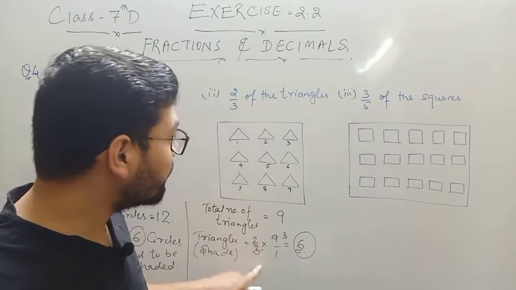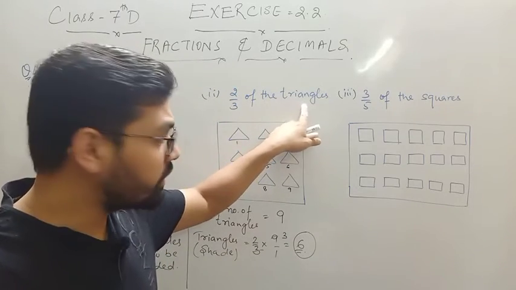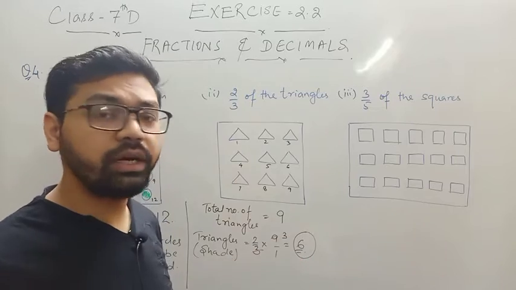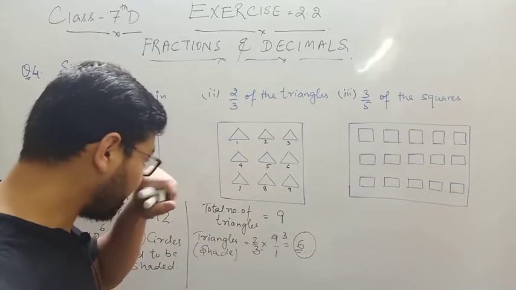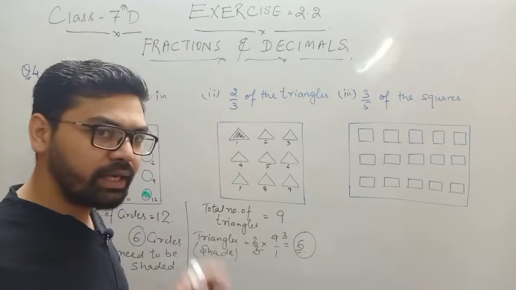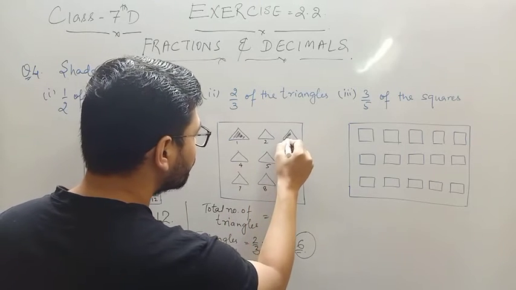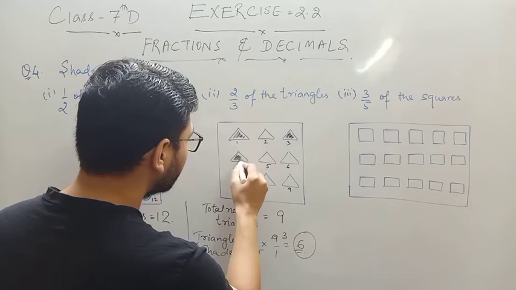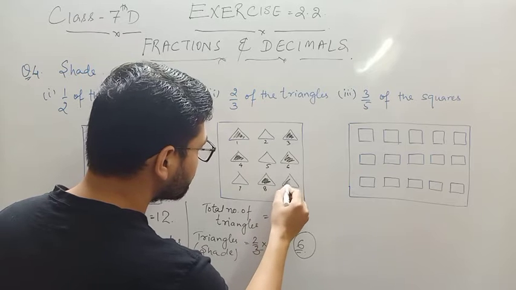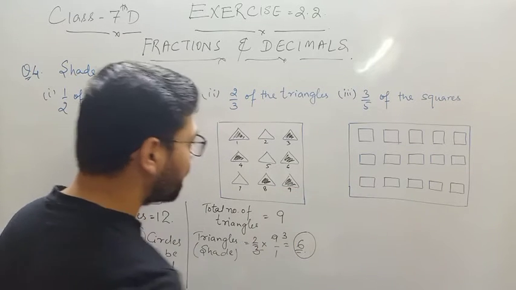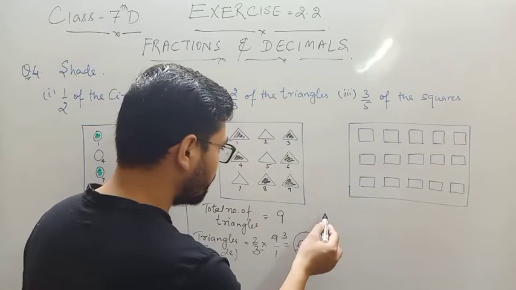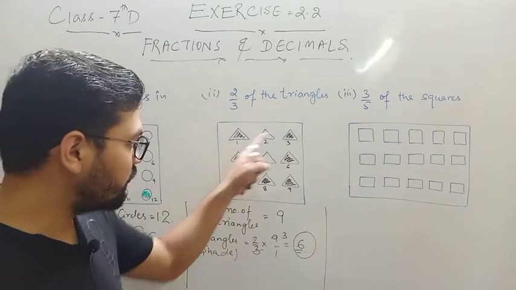The reason is 2 by 3rd of triangles. How many triangles are there? 9 triangles are there. So 2 by 3 into 9, 3 3s are 9, 3 2s are 6. That means you need to shade 6 triangles out of given 9 triangles, right? You can choose any 6 triangles. 1, 2, 3, 4, 5, 6. So any 6 triangles you can choose out of given 9 triangles. So this is the way how you can find the number of triangles in a given box.